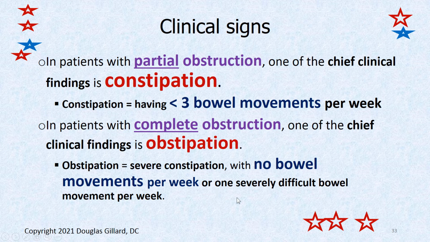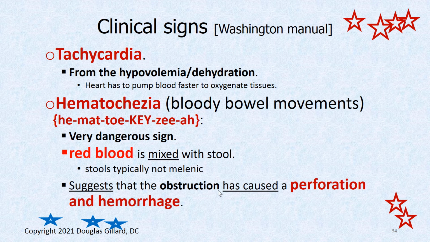Or they say you can have 1 bowel movement a week, but it's so hard you have to actually go put your fingers inside your anus, inside your rectum, and pick it out and pull it out. It's impacted. It's so hard that has to happen.